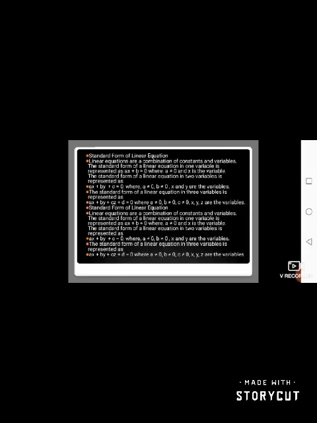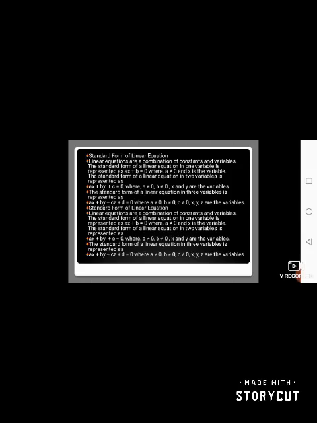So, standard form of linear equation. Linear equations are a combination of constants and variables. The standard form of a linear equation in one variable is represented as ax plus b is equal to 0, where a is not equal to 0 and x is the variable.